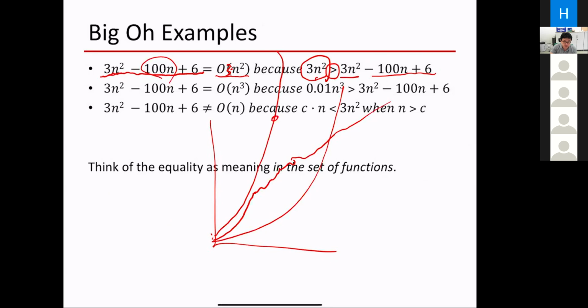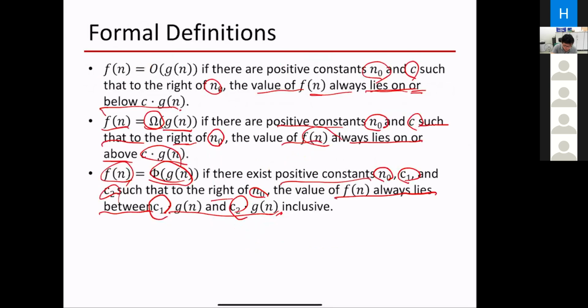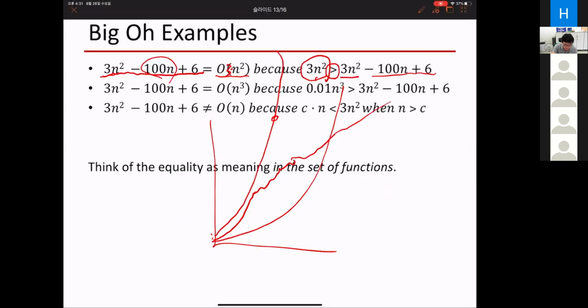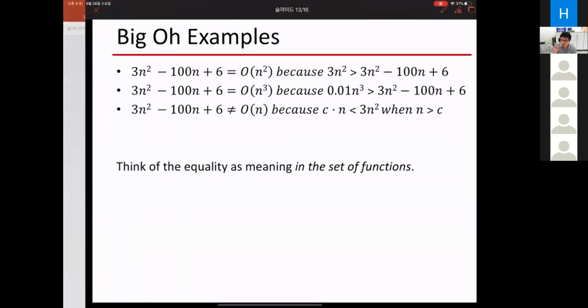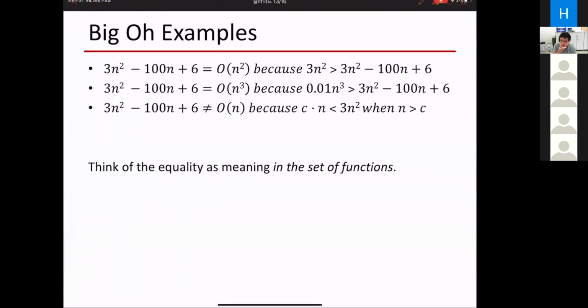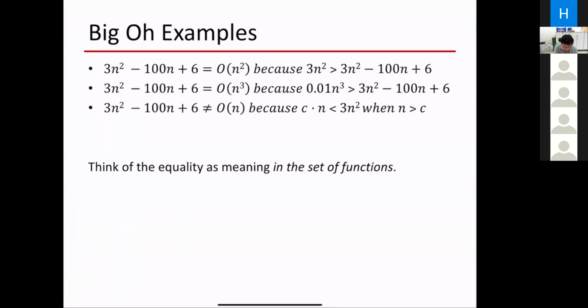Not clear? Okay, let's do it again. I want you to focus, because if you miss it, it will be hard to understand. So my question is: is this correct? Your function set. Okay, let's try.